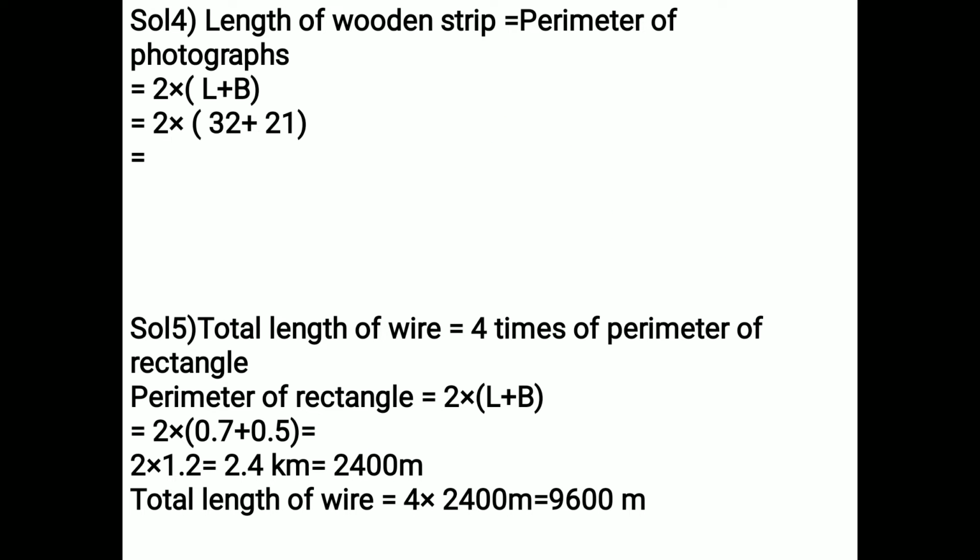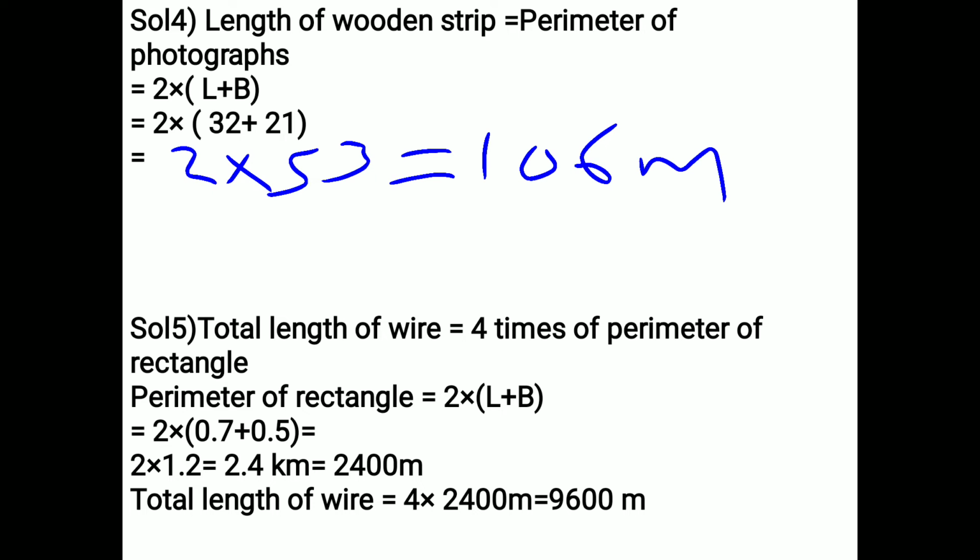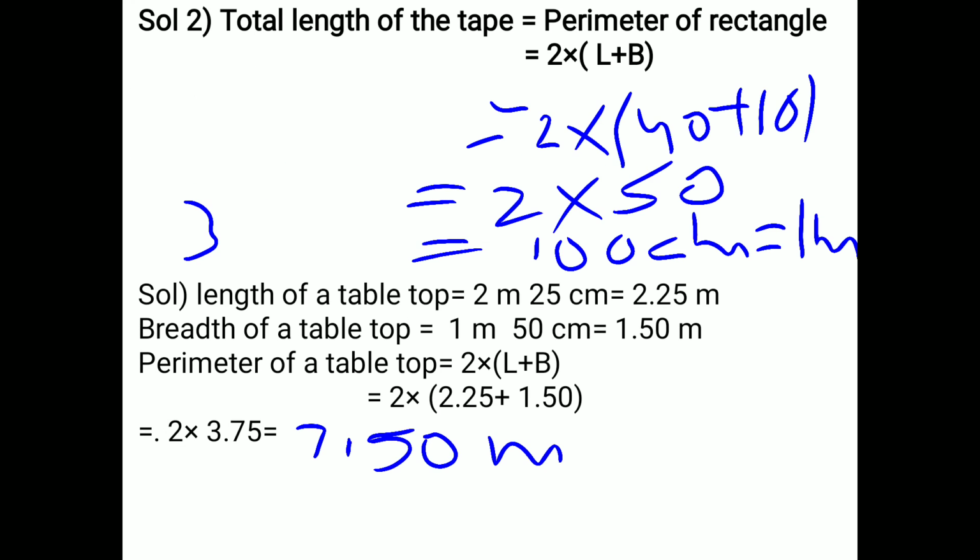Length of wooden strip is equal to perimeter of photograph. Then you put the value: 2 into L plus B, 2 into 32 plus 21. When you add them, it comes 53. So 2 into 53 is 106 meter. Clear? Now do question 5.